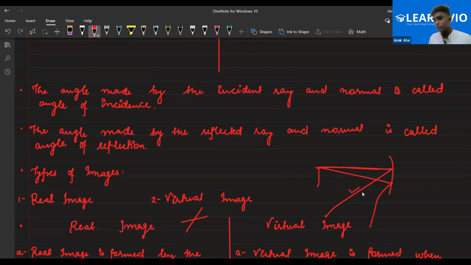The reflected rays meet at a single point to make the images. This is reflected ray 1, this is reflected ray 2. Are they meeting? Sorry for that, it's straight. Are they meeting at any point? No. But if I extend in the backward direction, we will do this thing in detail in the image formation.